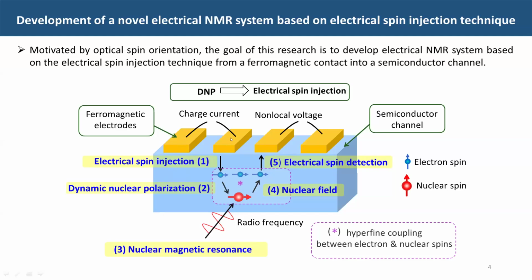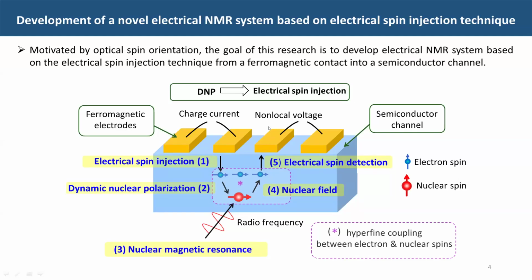It consists of four contacts. As you can see, we inject the current here, and then we read a non-local voltage outside of the closed current loop here, which is a spin signal. We combine magnetism and a semiconductor, and we can read a signal outside of the closed current loop.